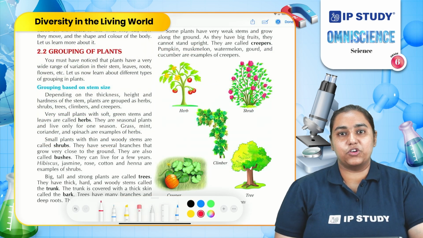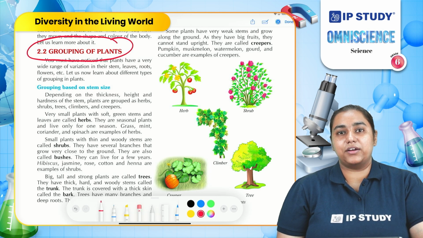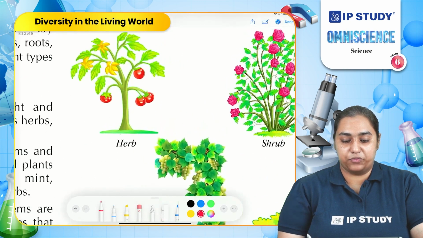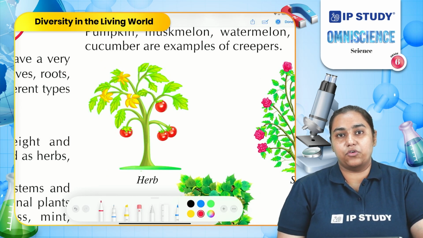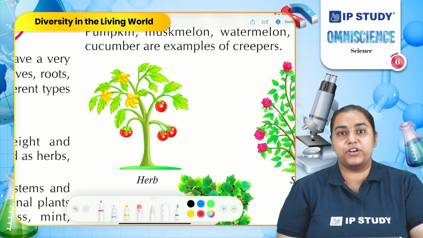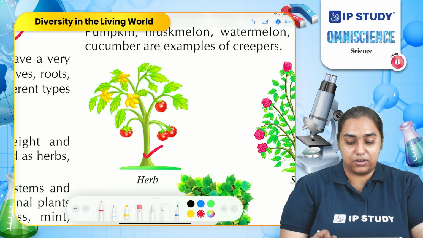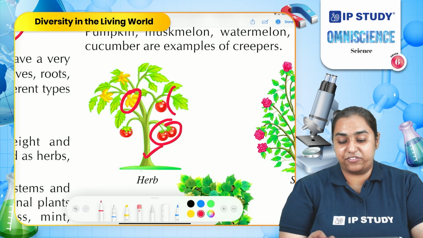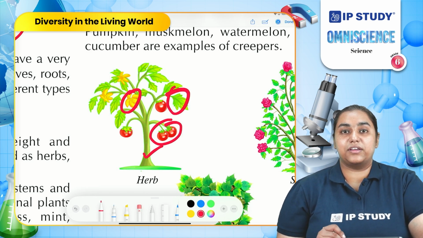Let us start with grouping of plants. If you have noticed, there are different features which can help us to differentiate between different types of plants. If I place this simple plant in front of you and ask you about its different features, what will you say? You can simply say that the plant is green in color, it has red color fruits, it has yellow flowers, it has leaves, right? So grouping of plants is basically done based on their physical appearance.